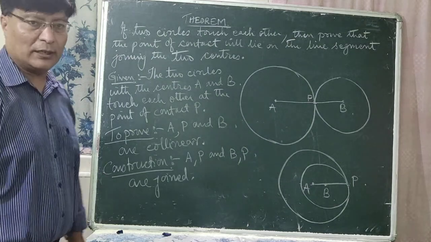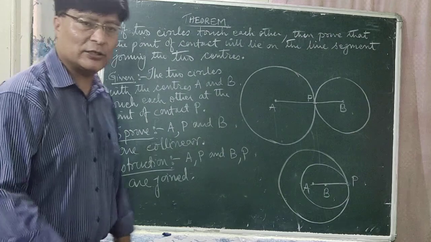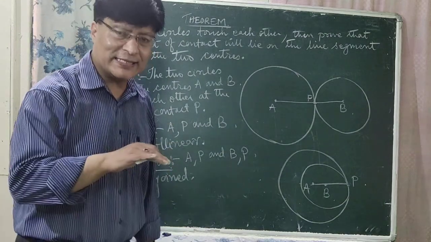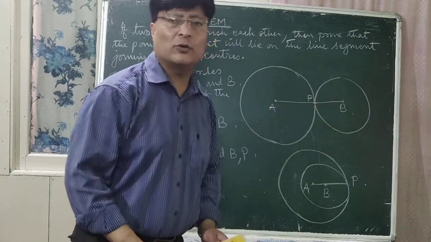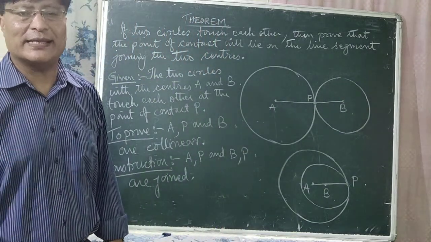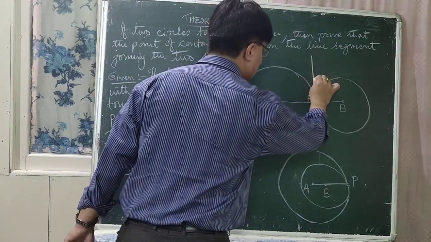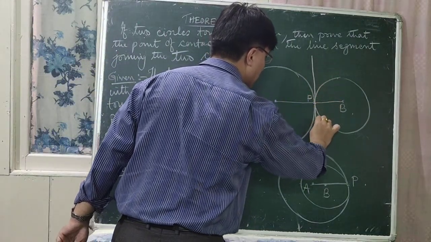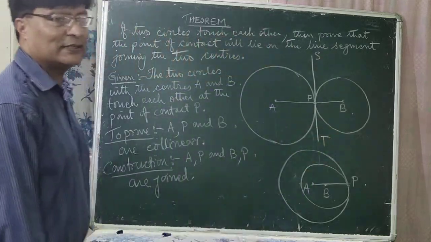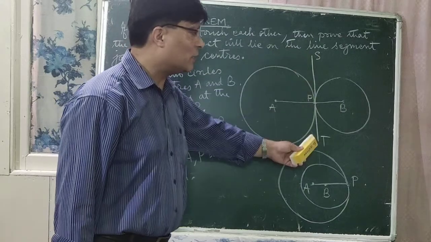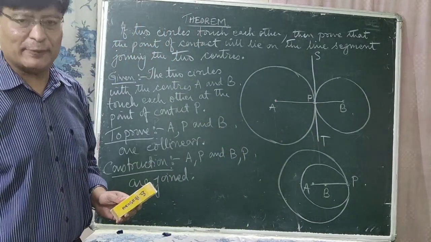Now we have to draw a common tangent here. So what do you mean by common tangent to the circle? That tangent which is same for both these circles with the centers A and B is known as the common tangent. So let us draw a common tangent at the point P. Suppose ST is the common tangent. So ST is the common tangent to both the circles at the point of contact P.